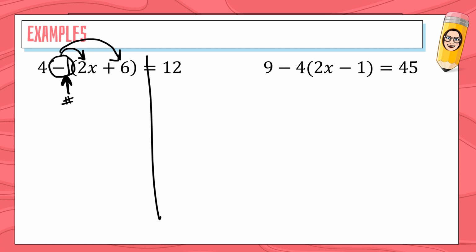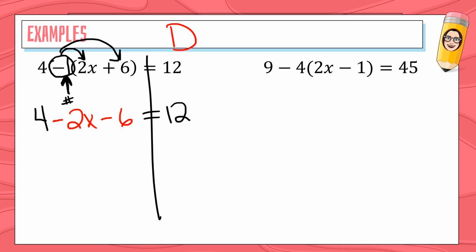And so let's drop down, right? Like I didn't even use the 4 or the equals or the 12, right? By distributing, negative 1 times positive 2 is negative 2x. Negative 1 times positive 6 is negative 6. So there's my distribution.